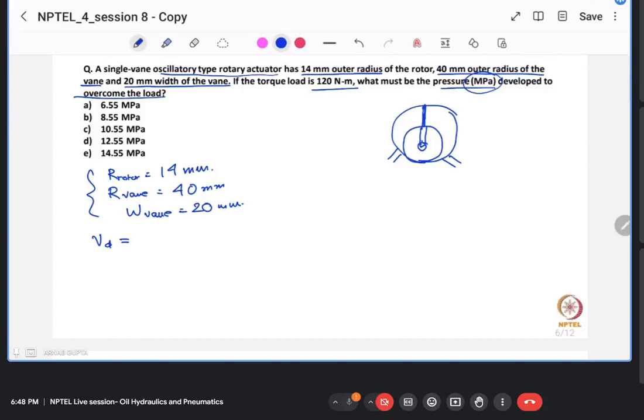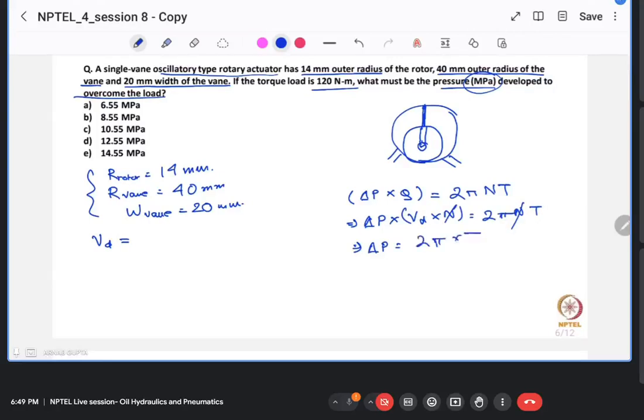Since you've been asked to calculate the pressure, your Q, that is the flow rate, is 2 pi n into T. N is not given, so you can write delta P into VD multiplied by N, that is also Q, equals 2 pi n T. The N will get cancelled. From here, you need to calculate delta P, which is 2 pi into T, where you're given the torque load, divided by VD. VD you have to calculate from the given data.